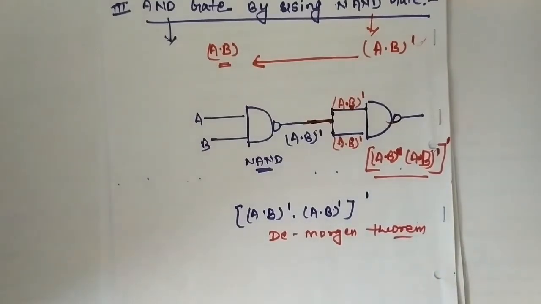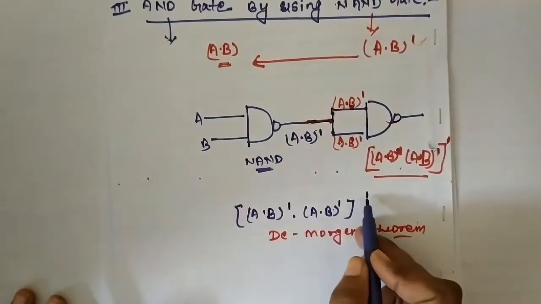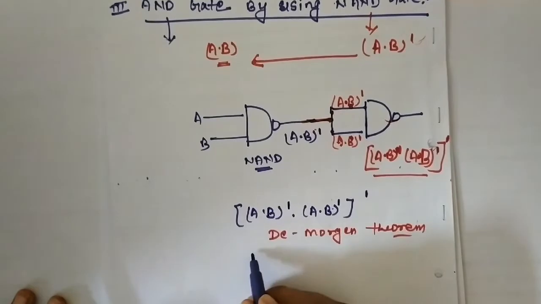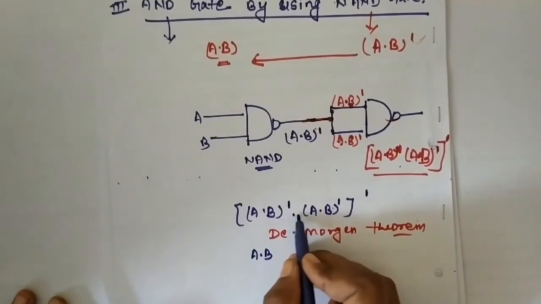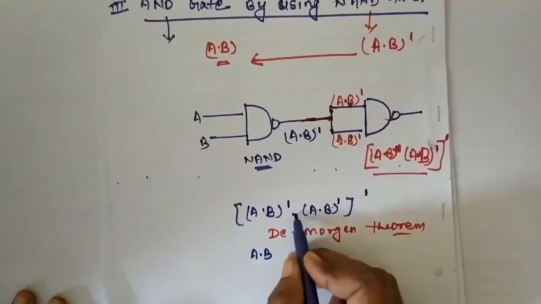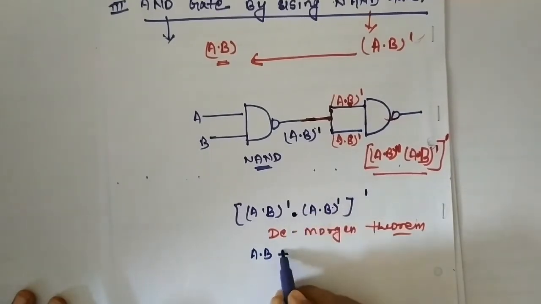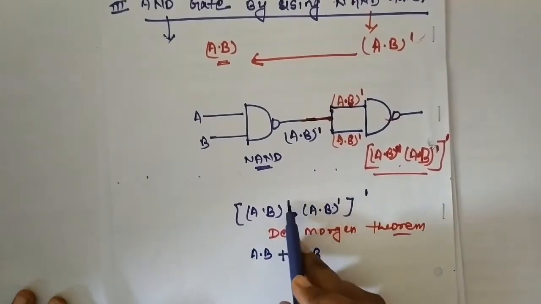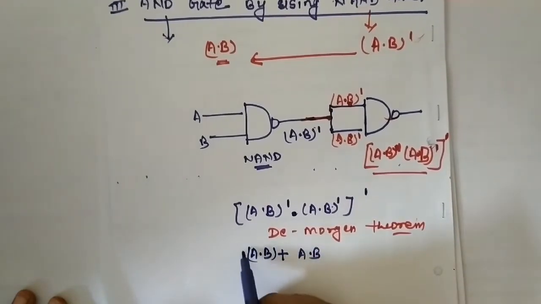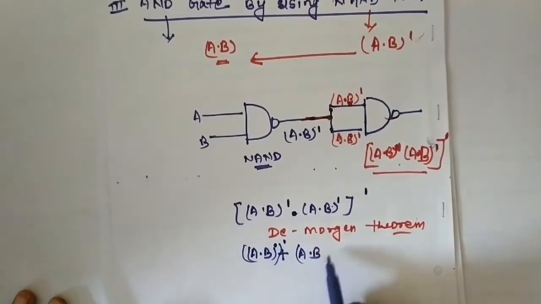So what is the De Morgan theorem? De Morgan theorem means the dash is converted without the dash. So here A into B, and this dot sign converts into plus, and again here A into B, because this dash, let's write one more dash like that.